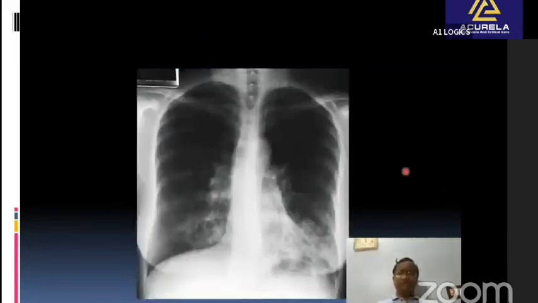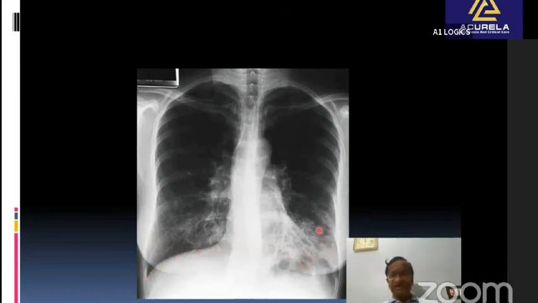What is this? This patient has a cough with expectoration, with clubbing. Okay, everything is normal. There is no push or pull. This is a very good inspiratory filling, and the subcutaneous tissue is normal.